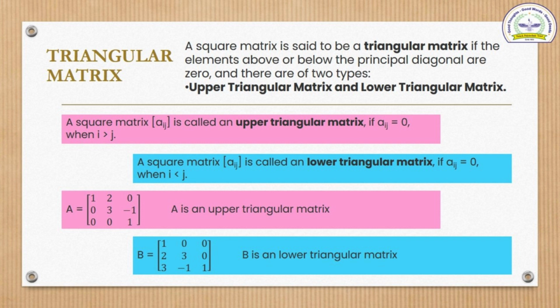In the examples given, matrix A has all its elements below the diagonal equal to 0 and thus it is an upper triangular matrix, whereas B is lower triangular since its elements above the diagonal are equal to 0.